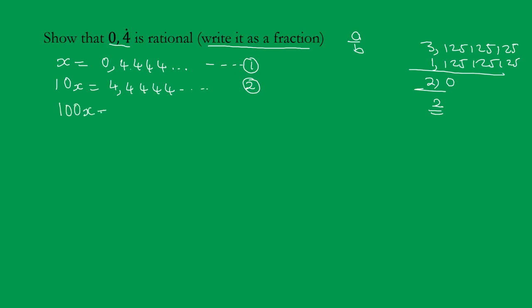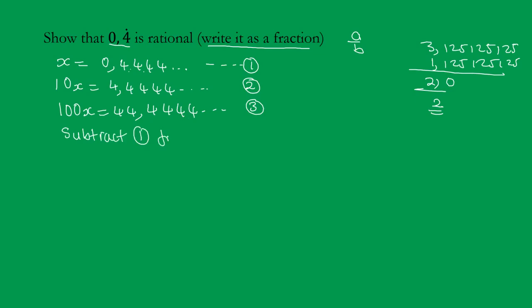Then let's create equation 3. Multiply by 100, both sides. Multiply by 100, the comma will move. How many times? 2 times to the right. So it's going to be 44,4444, like that. That's equation 3. So if you check all our equations, we can use them because they have the same decimals after the comma. So let's start with 1 and 2.